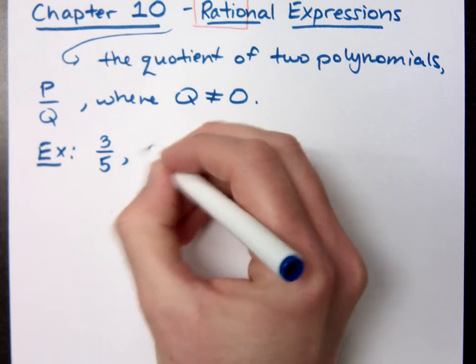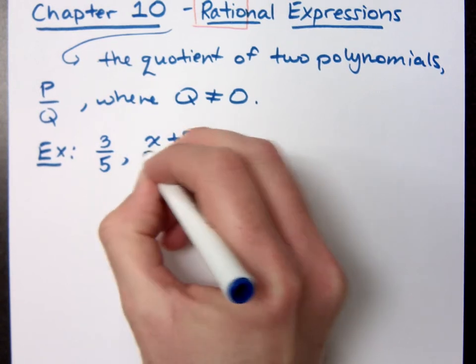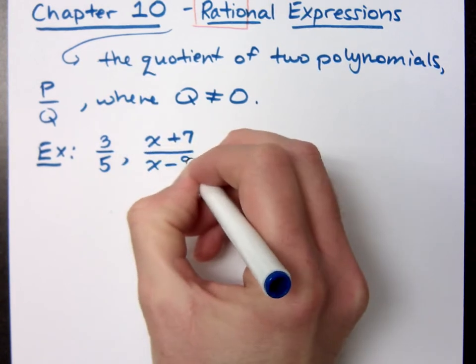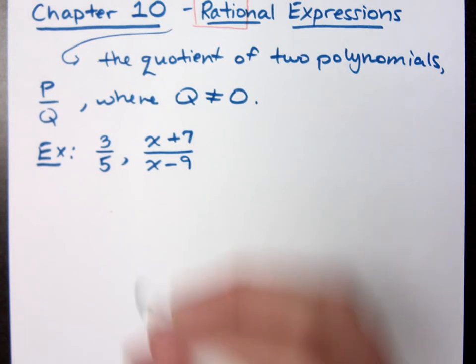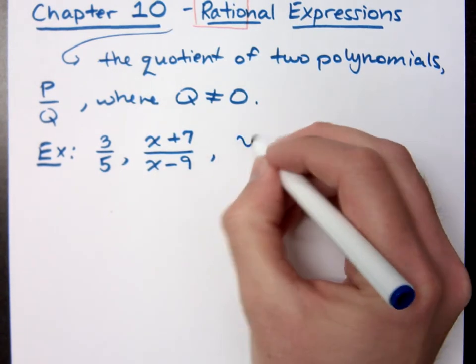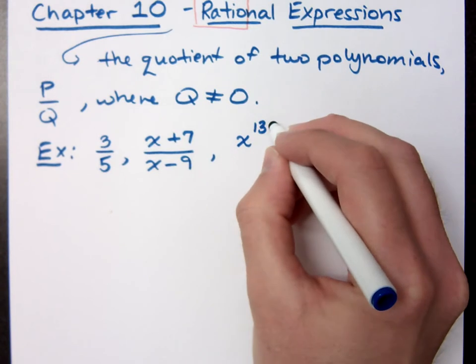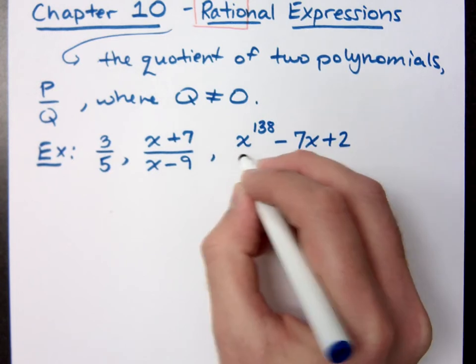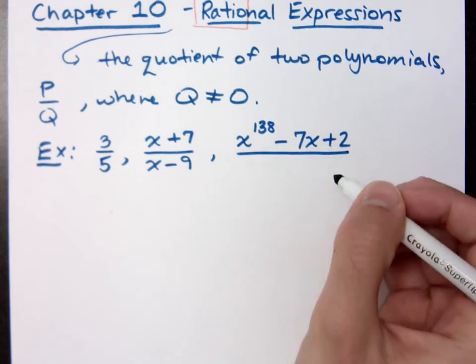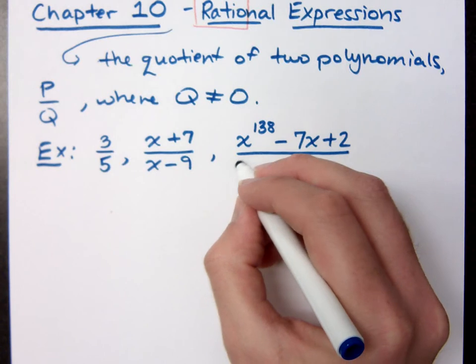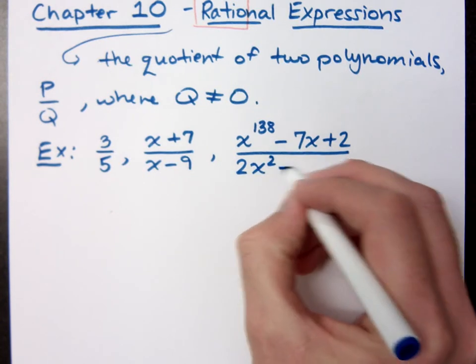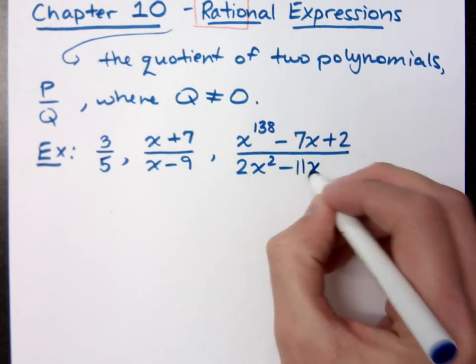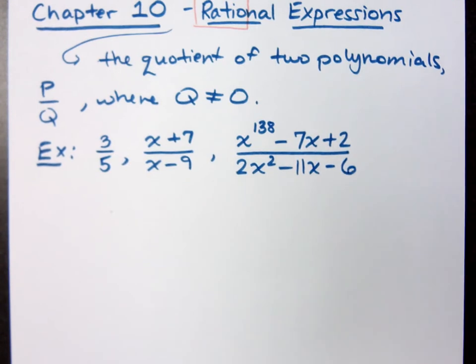You could have examples like this: 3/5. You could have x plus 7 over x minus 9, making things a little bit more complicated. You could even have things super complicated, like x to the 138th minus 7x plus 2, all over 2x squared minus 11x minus 6. See, they can be simple, they can be complicated.